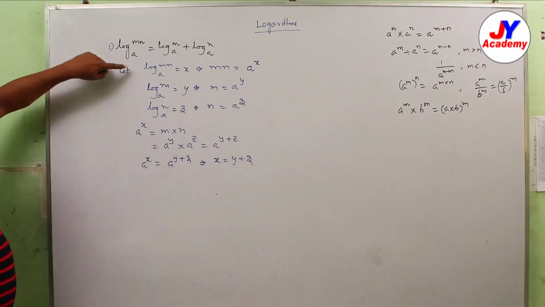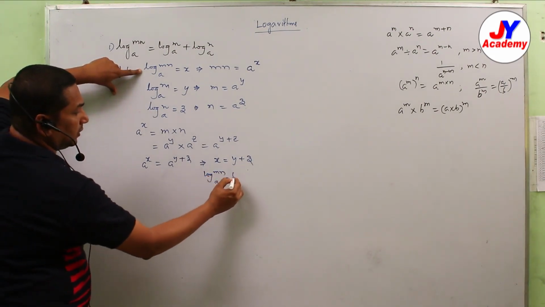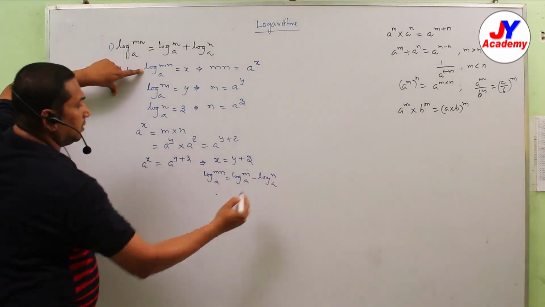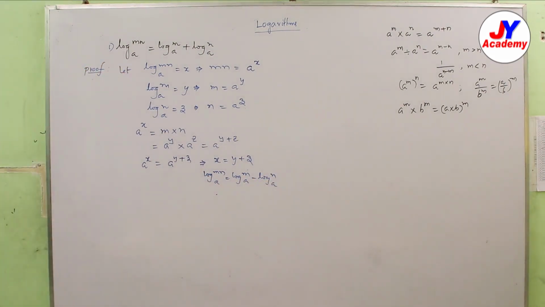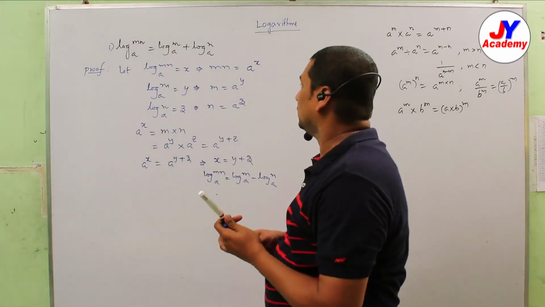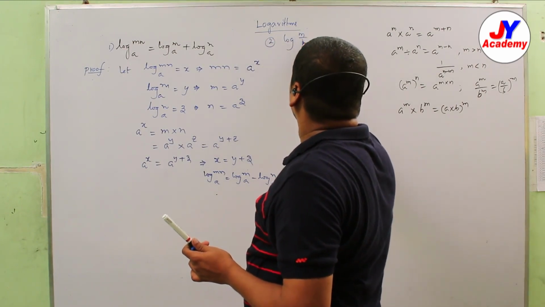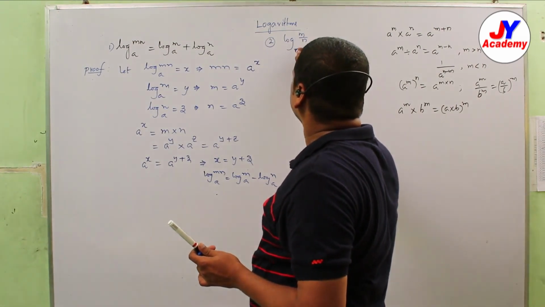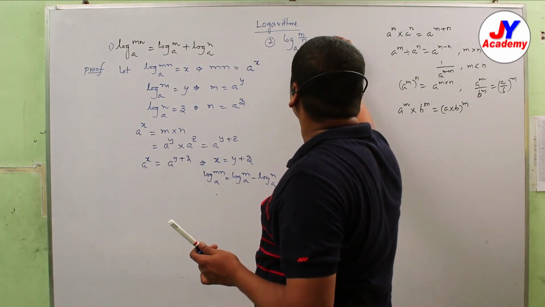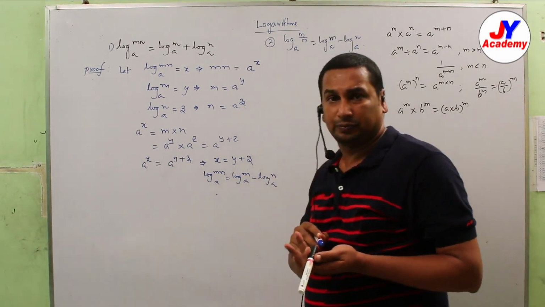So what is our consideration? x. Log mn base a is equal to log m base a plus log n base a. That is the first result. Now we will see the second result. Log m upon n base a is equal to log m base a minus log n base a.